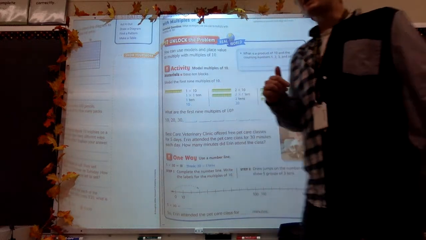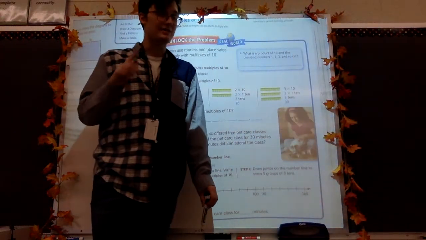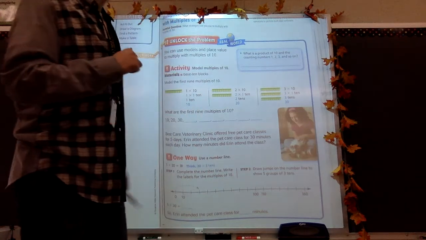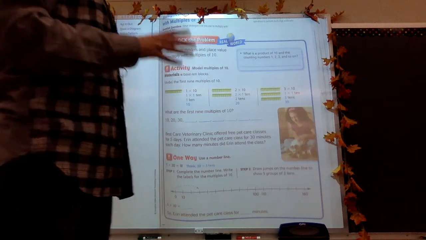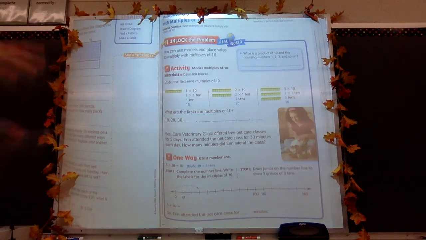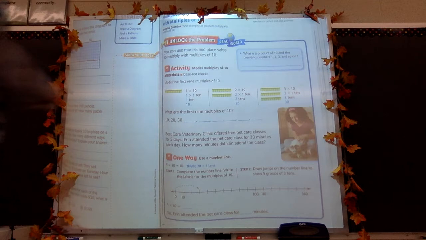So let's get our big math books out and turn to page 195. That's 195. We'll be doing lesson 5.4 today. We'll be working on multiples of 10, or skip counting multiples of 10, whatever you want to call it.